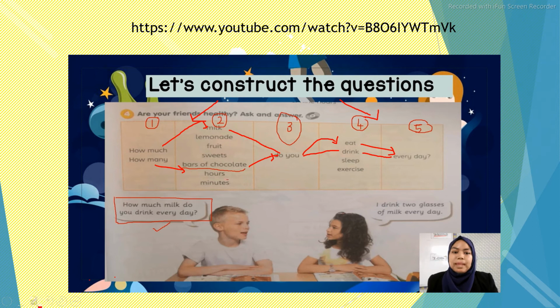Okay, minute. 1 minute, 2 minutes, 3 minutes. You can count, right? So, you use how much or how many? Yes, how many? How many minutes do you? You can choose. Do you eat, do you drink? For this one, I'm going to go with exercise. Okay, so how many minutes do you exercise every day?